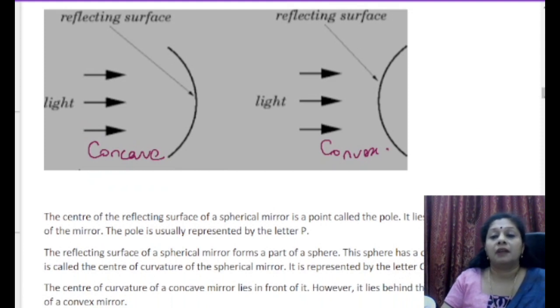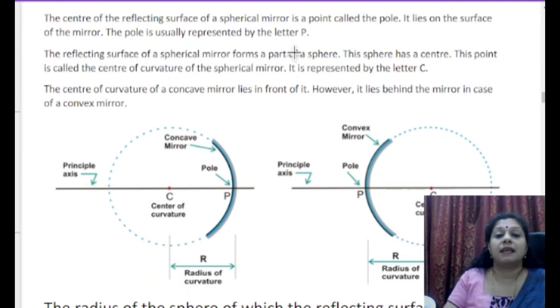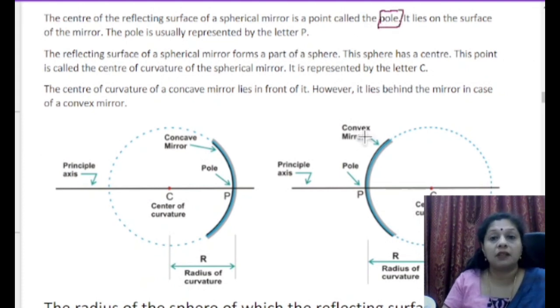Convex. Now we are going to discuss a few points or definitions related to this mirror, which is important to understand for us to go further in this chapter. The first one is about something called a pole. Okay, pole of a mirror.